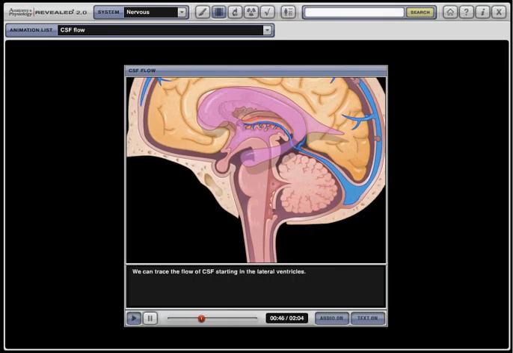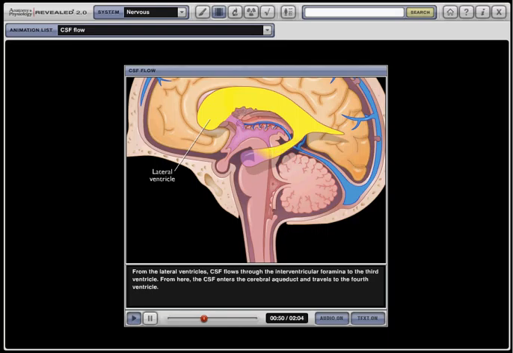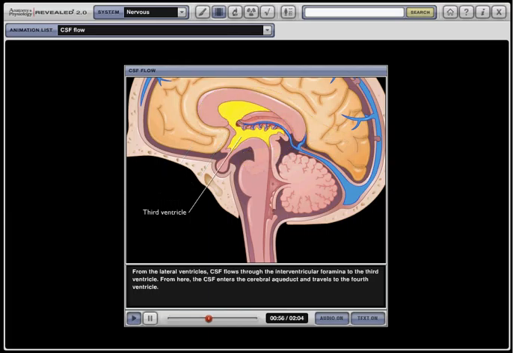We can trace the flow of CSF starting in the lateral ventricles. From the lateral ventricles, CSF flows through the interventricular foramina to the 3rd ventricle. From here, the CSF enters the cerebral aqueduct and travels to the 4th ventricle.